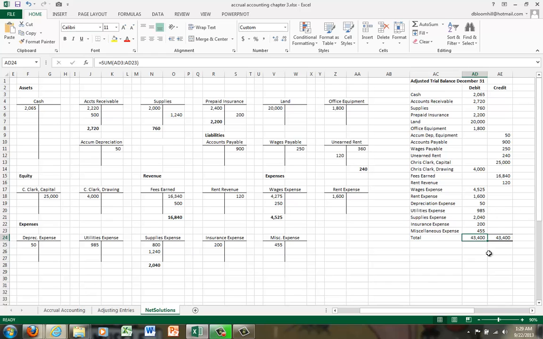You're going to notice over here on our adjusted trial balance, we have $43,400 of debits and $43,400 of credits. Once we're in balance, we can be pretty sure that we've done everything correctly, and that is pretty much it for our posting and our adjusting entries. Now all we have to do is close the accounts and get ready for January. Okay, listen up for the next recording that I will have for closing entries.